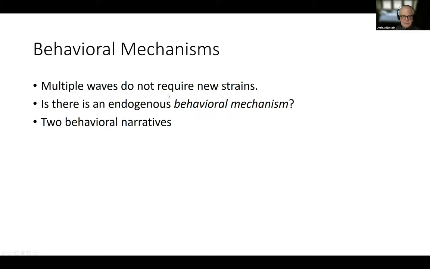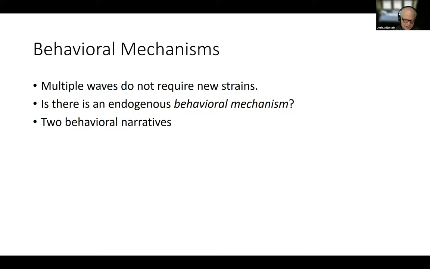And multiple waves really don't require new strains. I mean, new strains can produce new outbreaks, but in most of these cases historically, and even in COVID to date, it really hasn't been new strains. It's been behavioral matters like premature relaxation of distancing, vaccine refusal, other sorts of things.